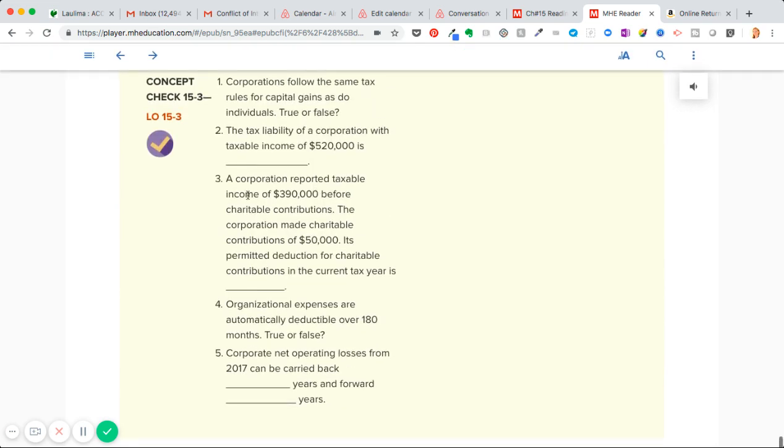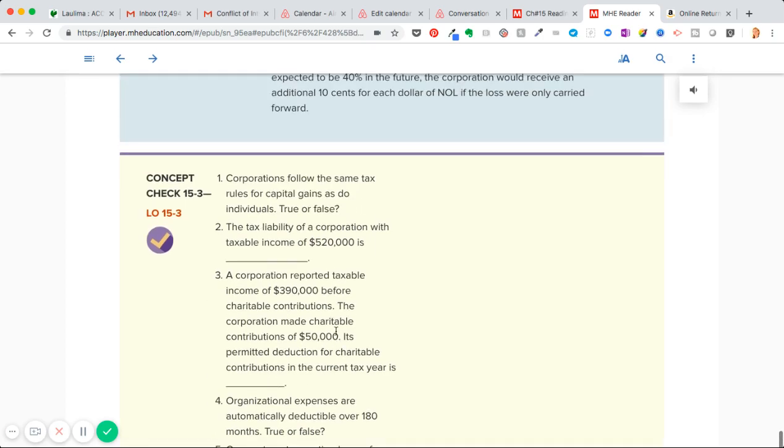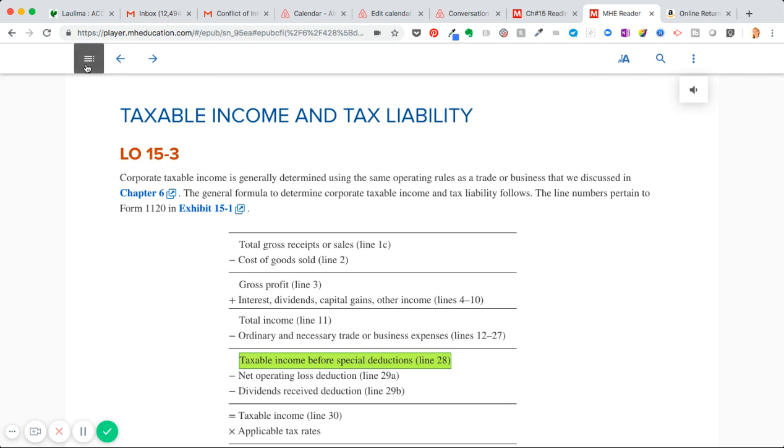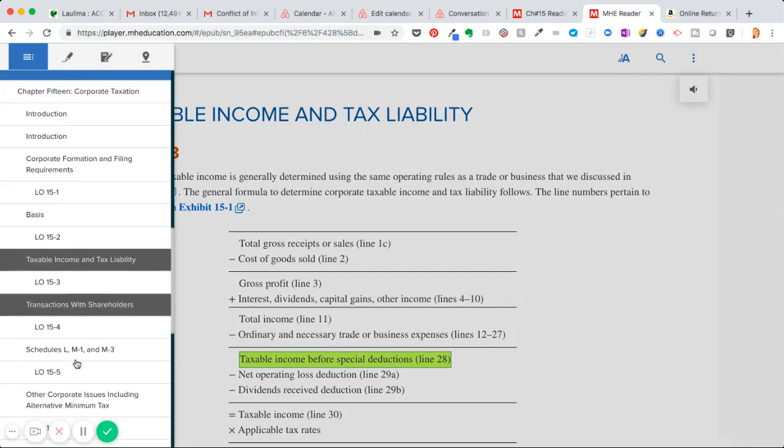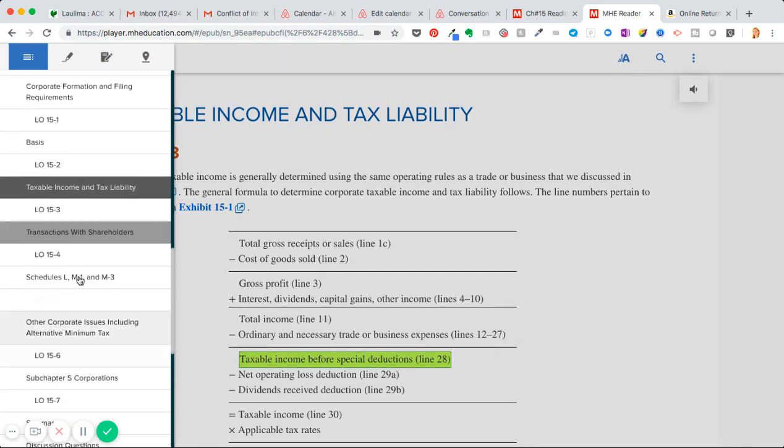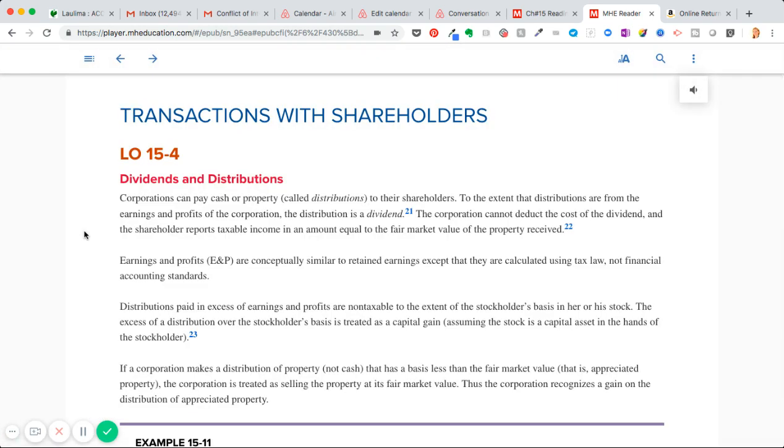That's all I'm going to cover. They're recapping the charitable contribution and the organizational expense, which is great. I'm going to finish up this video before it gets too long.